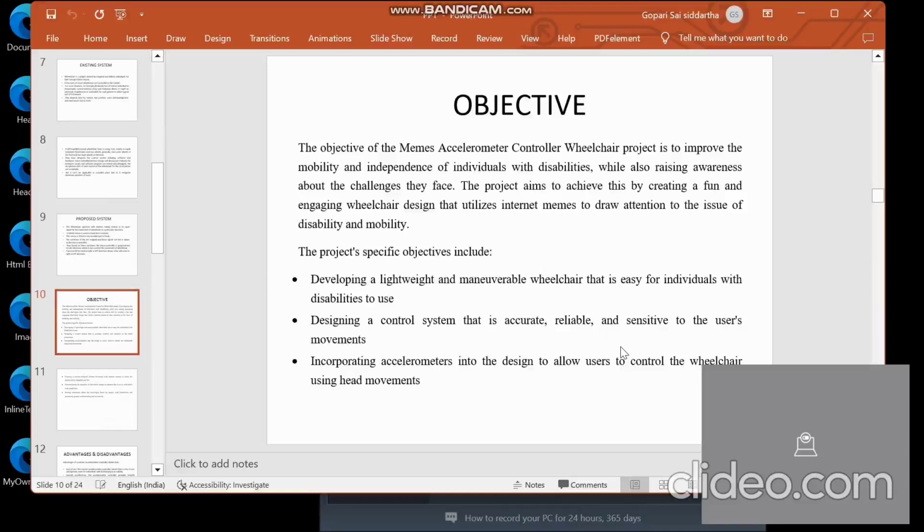The objective of this project, the MEMS accelerometer controlled wheelchair, is to improve the mobility and independence of individuals with disabilities while also raising awareness about the challenges they face. The project aims to achieve this by creating a fun and engaging wheelchair design that utilizes internet memes to draw attention to the issue of disability and mobility.